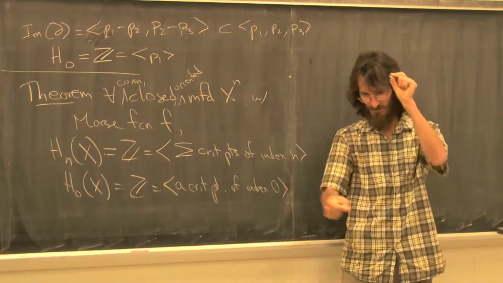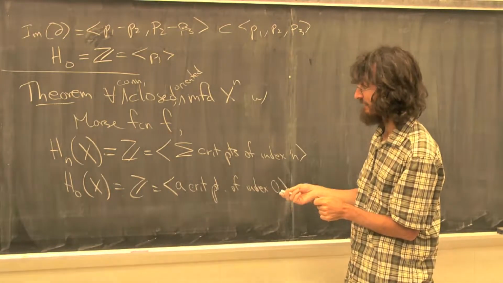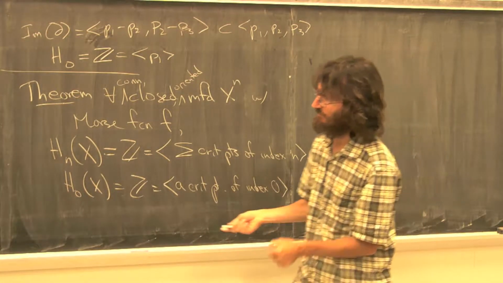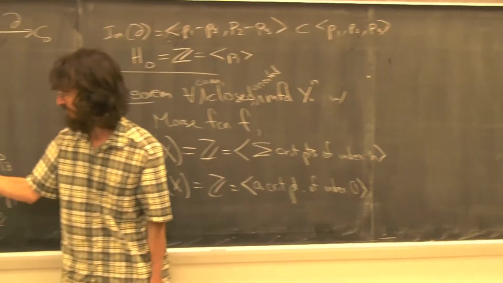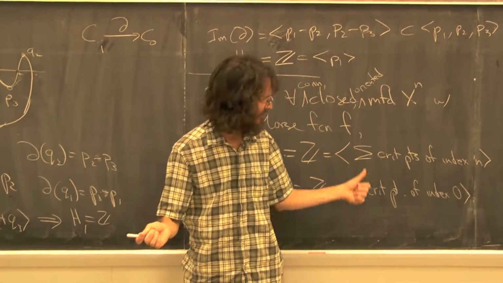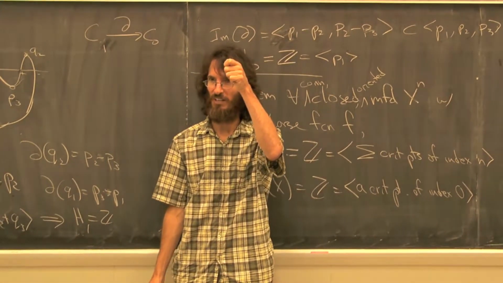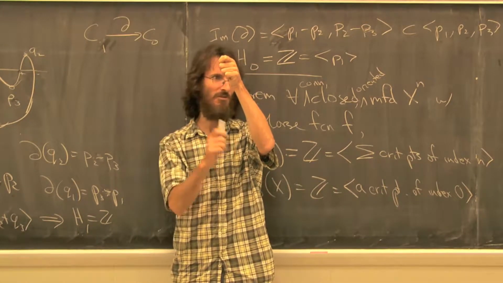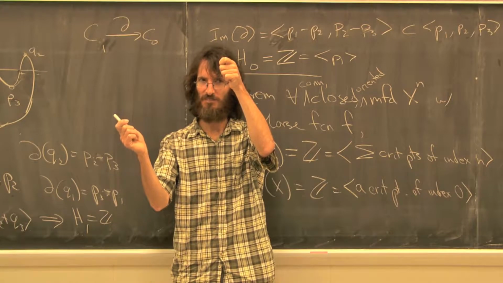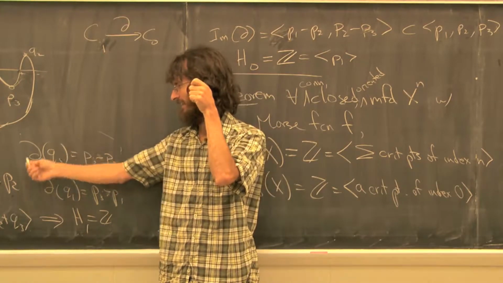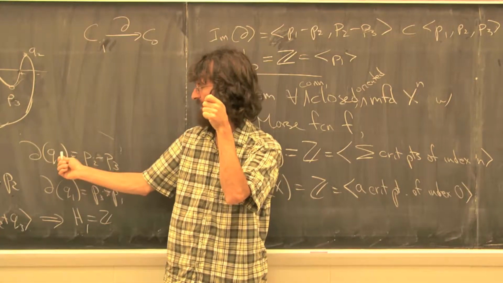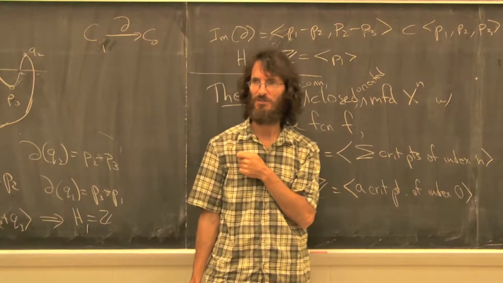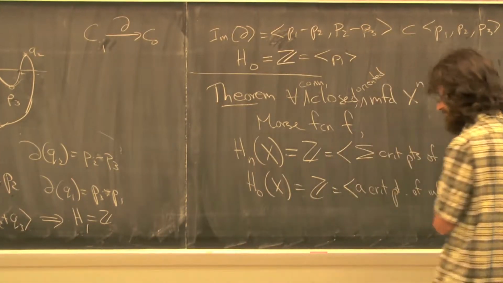So looking at it this way, you're always going to have the situation where the boundary of each maximum index critical point is either 0 or it's a sum of plus or minus two of the index n minus 1 critical points. So it's going to look exactly like this, and therefore the kernel of that map is going to be precisely the sum of those critical points.